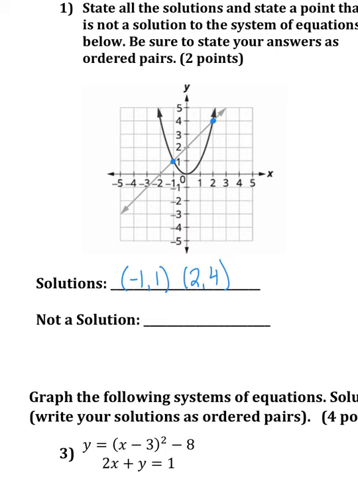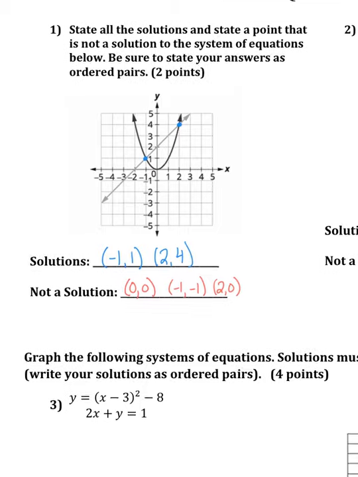Now, not a solution. So not a solution is anything that's not those 2 points where the line and the parabola cross. So there's many answers for this one, but one could be 0, 0. One could be -1, -1. One could be 2, 0. So basically any point that is not the intersection points that I colored in blue.